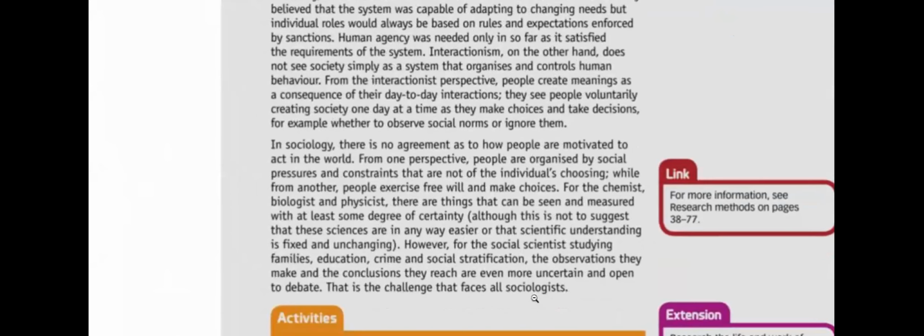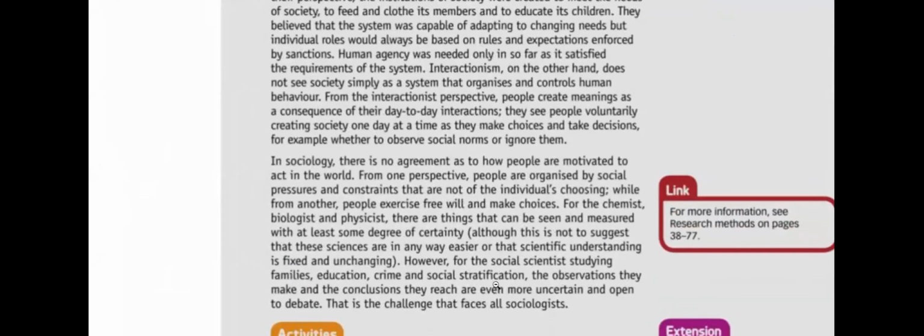Right, going back to the chapter, we're done with the first paragraph. I explained that. In sociology, there is no agreement as to how people are motivated or act in the world. Listen to what I'm saying. Just try to highlight this in your head. From one perspective, people are organized by social pressures and constraints that are not the individual's choosing, which means that from one perspective, there is no free will, while from the other, people exercise free will and make choices. So the perspective where there is no free will is basically structuralism, while the other, where people exercise free will and make their own choices, is interactionism.